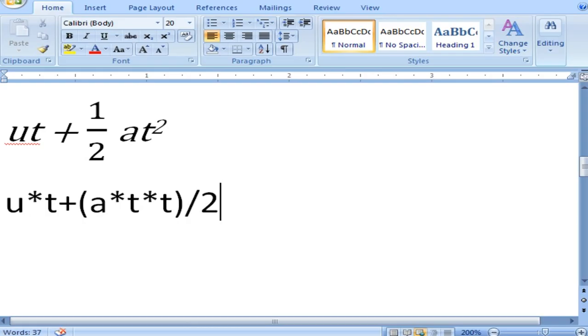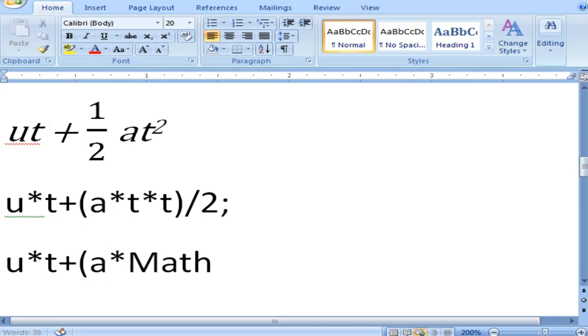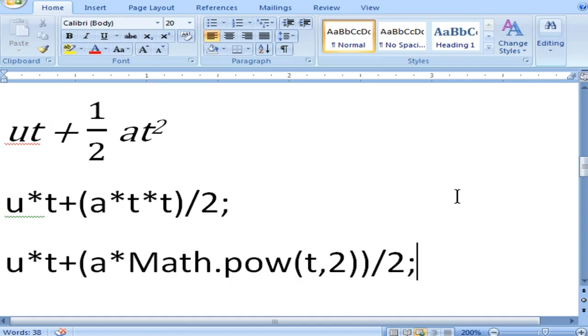Now what happens here? The expression in the parentheses will be evaluated first, that is a into t, and then u into t will be evaluated, and then finally divided by 2. The same thing can be written using the mathematical function: u asterisk t plus, within parentheses, a into Math.pow t comma 2, then close the outer parenthesis, and then divided by 2, semicolon. So this is how you can write the Java statement.